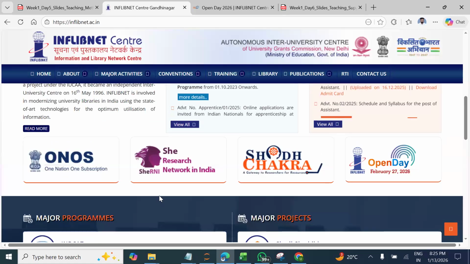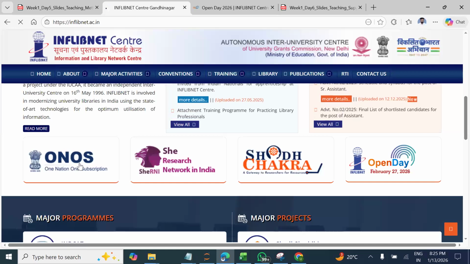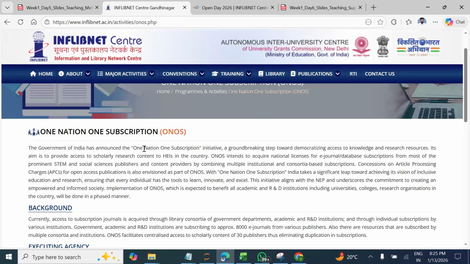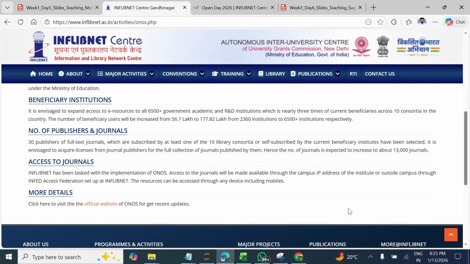Now you can see the major schemes. One Nation, One Subscription. What is it? You have to check what One Nation, One Subscription, ONOS, is. The Government of India has announced this initiative, which basically gives access to knowledge and resources, and a lot of journals are available freely. You don't have to pay anything.